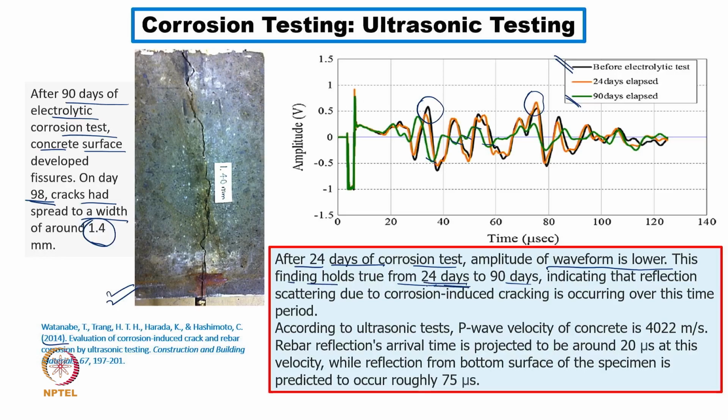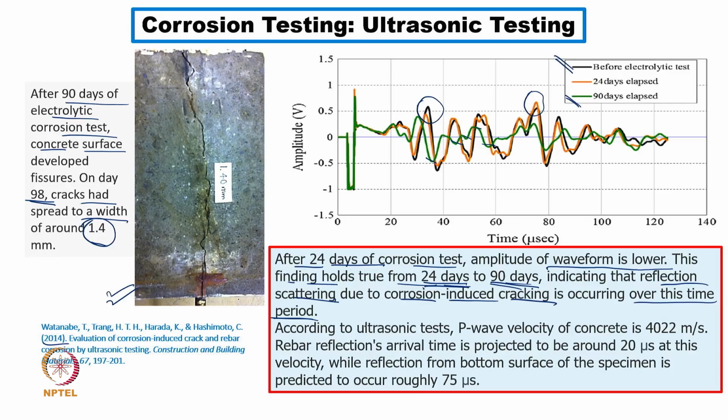While the green is clear, as has been mentioned, this finding holds true from 24 days to 90 days, indicating the reflection is scattering because corrosion-induced cracking is occurring over time. With more and more cracks, more and more scattering of the waves will happen, and the reflection energy which we are collecting back will reduce.